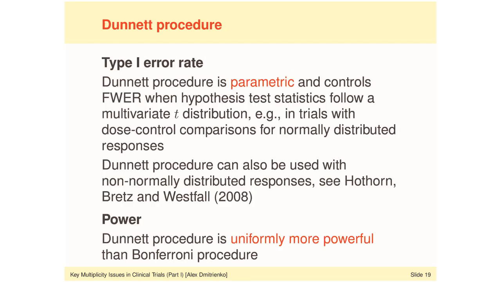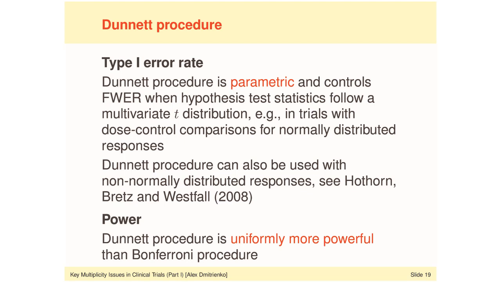To go over the key properties of the Dunnett procedure we have just defined, what's important for us to remember is that this is a parametric procedure and it controls the family-wise error rate in a parametric setting when the hypothesis test statistics follow a known distribution. In this case, this would be a multivariate t-distribution. An example would be a clinical trial with multiple dose placebo comparisons when the response variable is normally distributed.